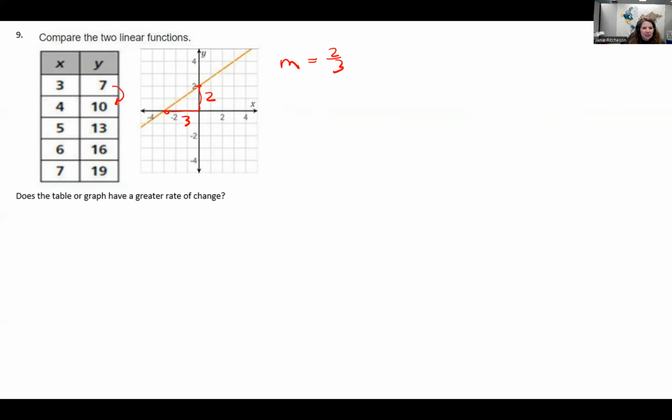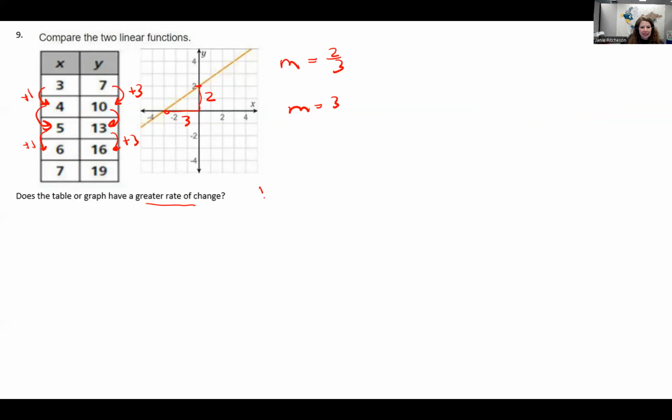This one, let's see what's happening here. These are increasing by 3 and these are increasing by 1, and that looks consecutive, or consistent, I should say. So 3/1, 3/1, 3/1. So which one has the greater rate of change or the greater slope?